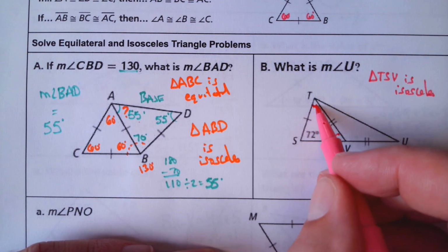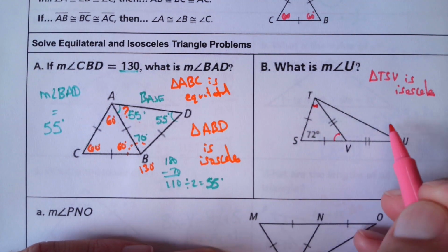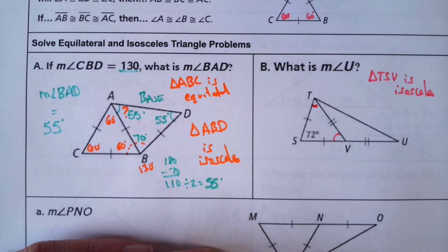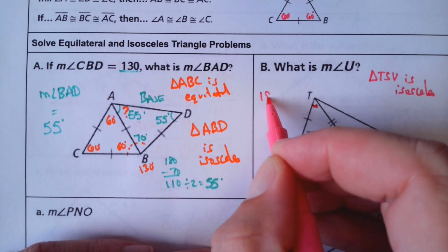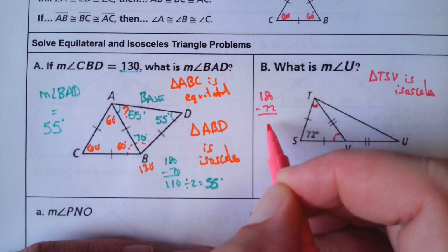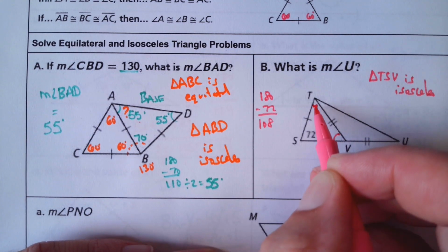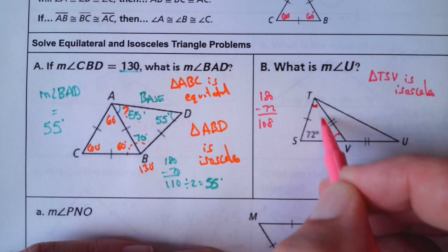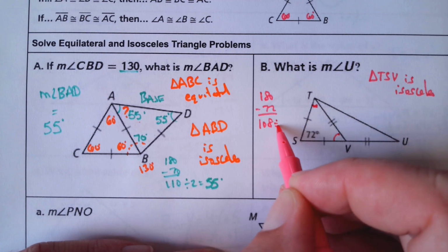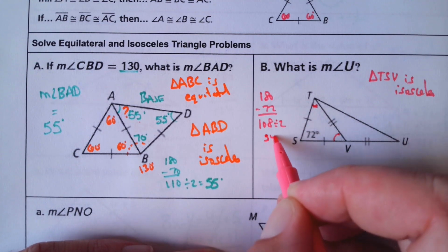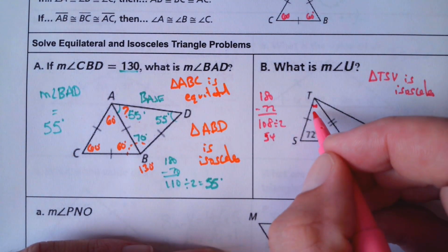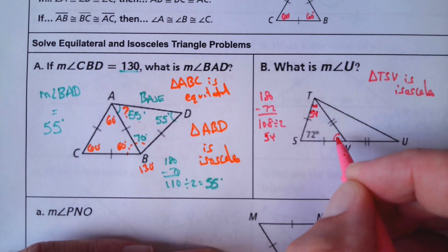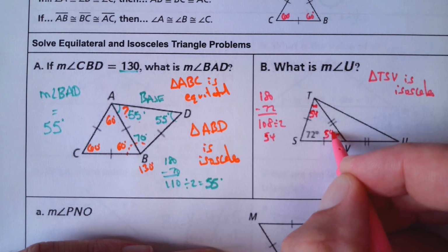Now, again, you're like, why am I doing this? I'm trying to get U. Well, we got to work our way over. So I'm going to say 180 minus 72, that is 108. Well, that angle's not 108. These two together add to 108, so I got to divide that by 2, and I get 54. So this angle is 54, and this angle is 54.